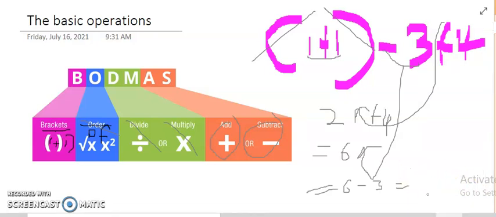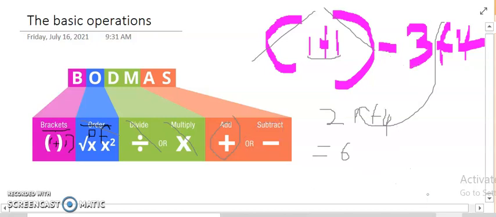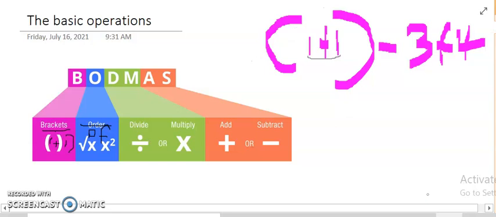Now, let's try doing this without BODMAS. Let's see how it will be if we didn't even have BODMAS to guide us. We don't do this first. We just go wherever we like. We just do whatever we like. 7 minus 2, giving us negative 5.